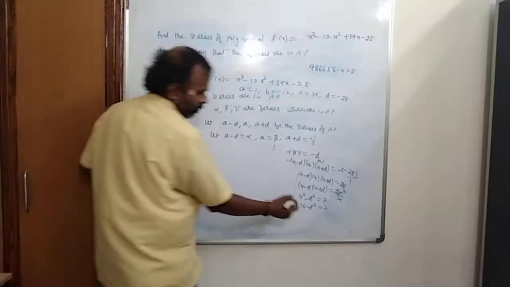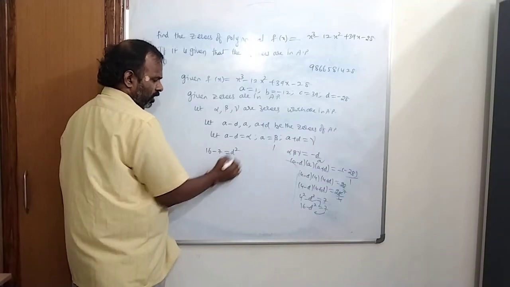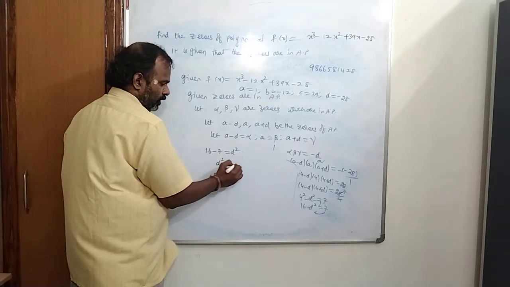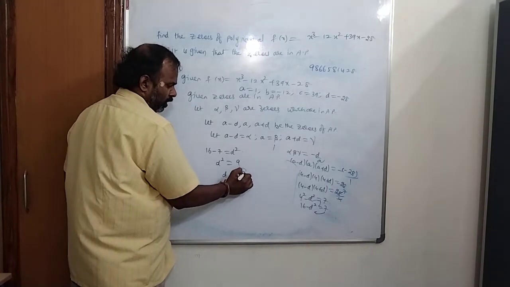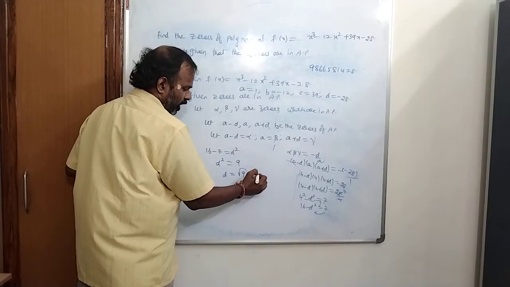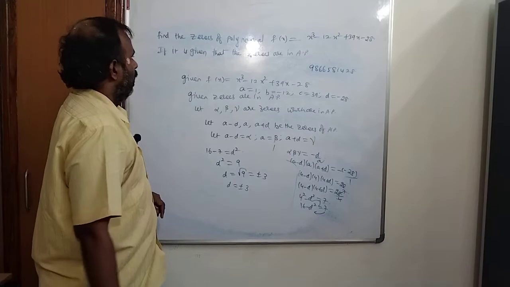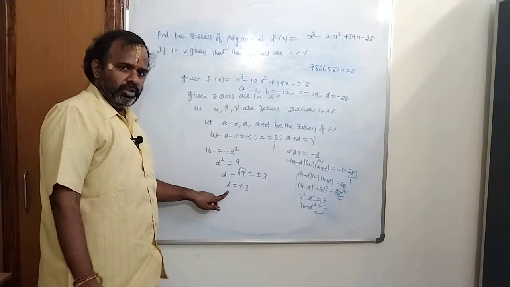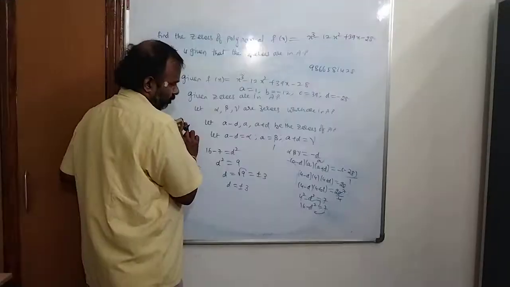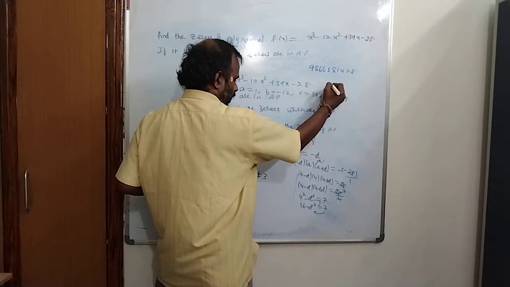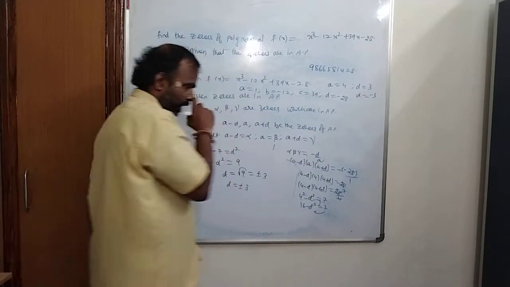Now take minus d square here and 7 here. So 16 minus 7 is equal to d square. So d square is equal to 16 minus 7, it is 9. d is equal to square root of 9, it is plus or minus 3. So here we got two values for d. So let us take two cases. Here a is 4 and d is 3, and d is minus 3.